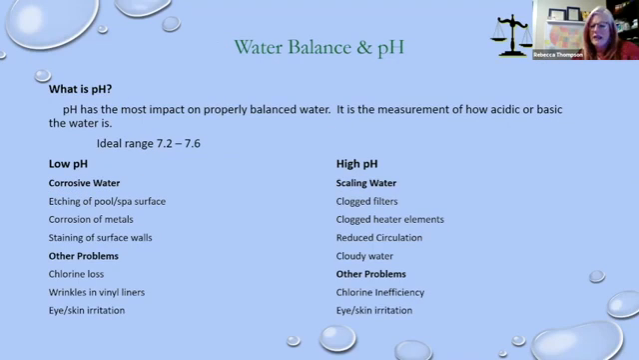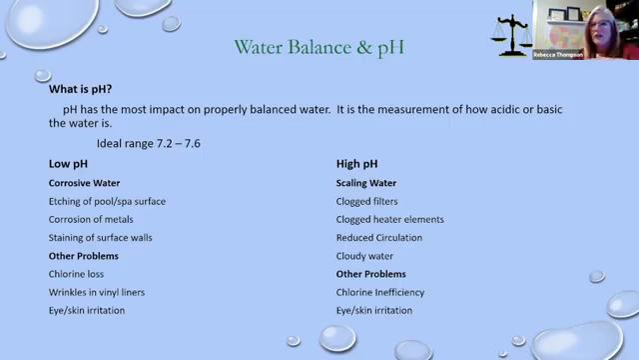Water balance and pH. pH has the most impact on properly balanced water. It's the measure of how acidic or basic the water is. The ideal range is 7.2 to 7.6. One of the reasons: the pH of your eyes is 7.4. The pH of blood is 7.4.